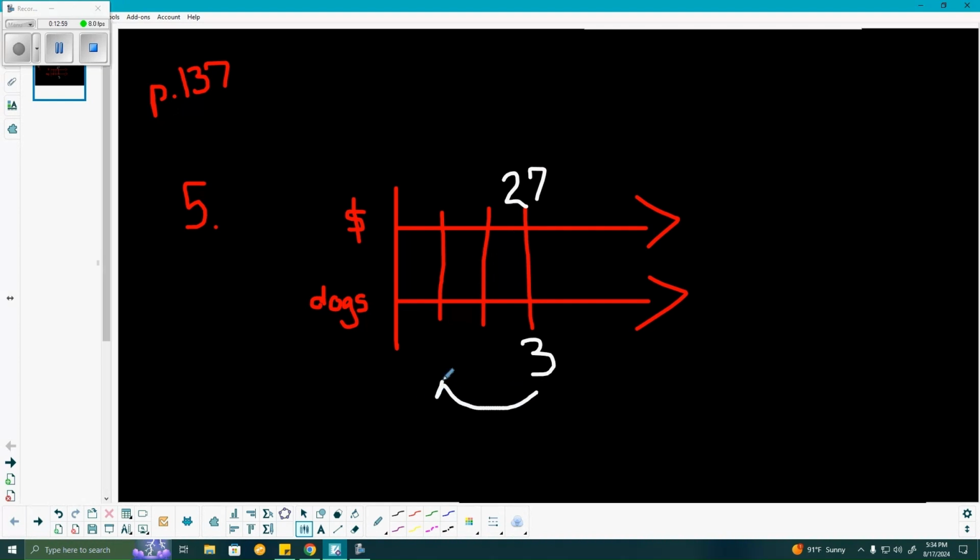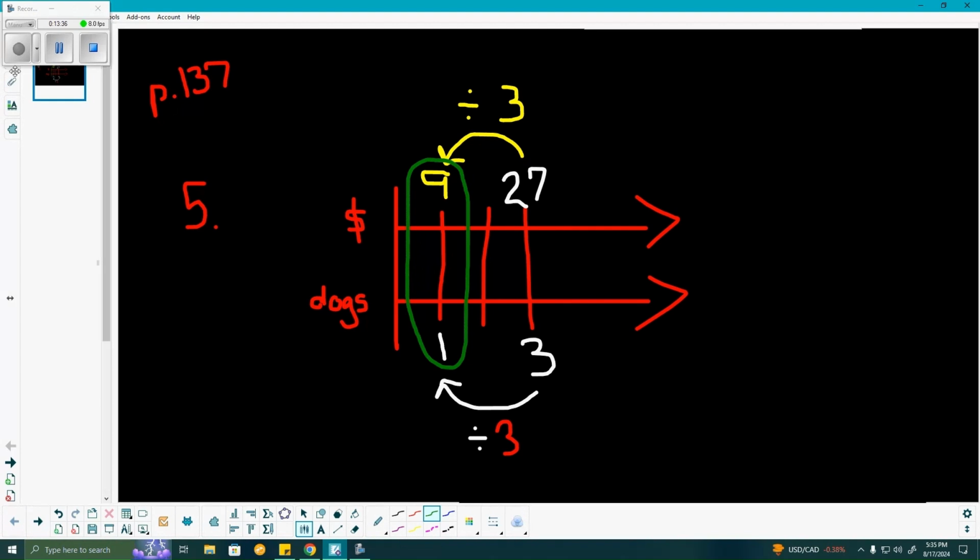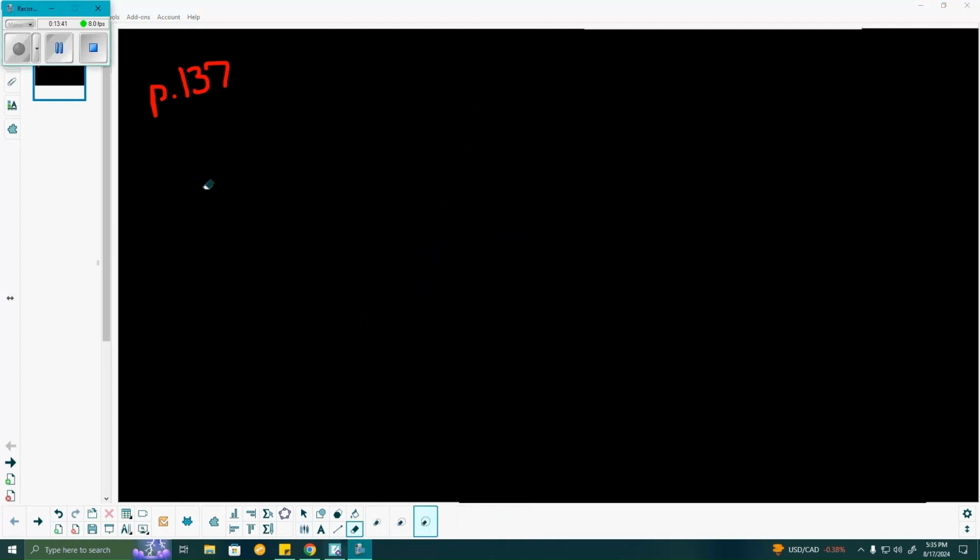We know that in order to go backwards, we must divide. 3 divided by what gets us to 1? Very good, it is 3. If we do something to one side, we must do it to the other. So 27 divided by 3, very good, it is 9. So when Margaret walks just 1 dog, she can earn $9. If you've already done that problem, it's okay.